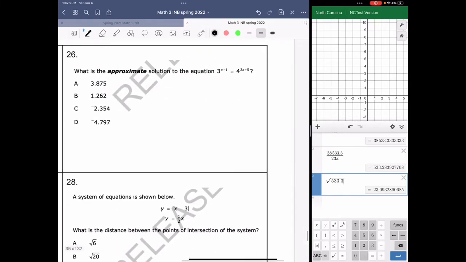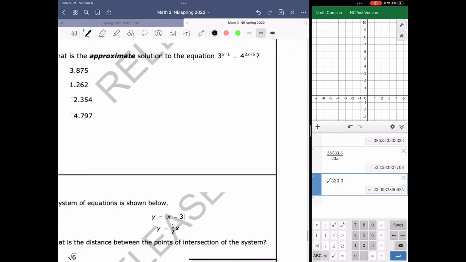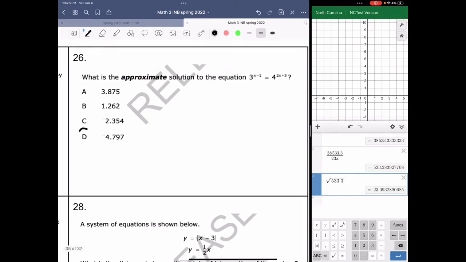All right, so number 26, you should have already gotten this answer as well based off of what I asked you to do in class. The answer was D. So remember, you take the left side, you do y equals that. You do the right side, do y equals that, and you find the intersection. And you can do that with any equation. If it has an equal sign, you can do that with any problem.